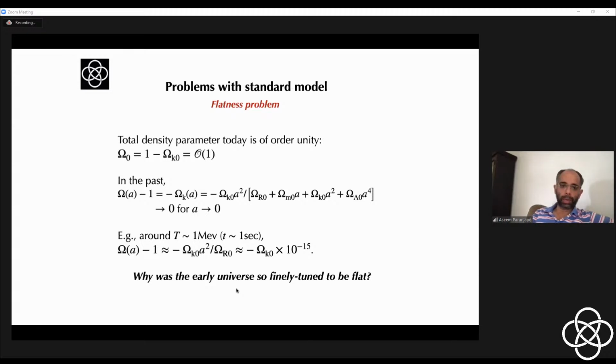Fine-tuning issues are generally a matter of taste. Sometimes high-energy physicists will say that it's a big problem. Other high-energy physicists will say it's not a big problem. But it is still something to make you uncomfortable.